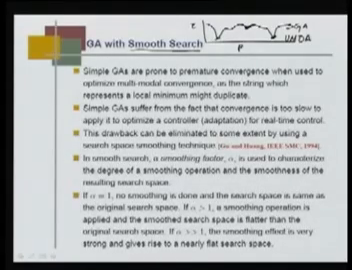In smooth search, a smoothing factor alpha is used to characterize the degree of smoothing operation and the smoothness of the resulting search space. If alpha equals 1, no smoothing is done and the search space is the same as the original search space. If alpha is greater than 1, a smoothing operation is applied and the smoothed search space is flatter than the original search space. If alpha is much greater than 1, the smoothing effect is very strong and gives rise to a nearly flat search space.